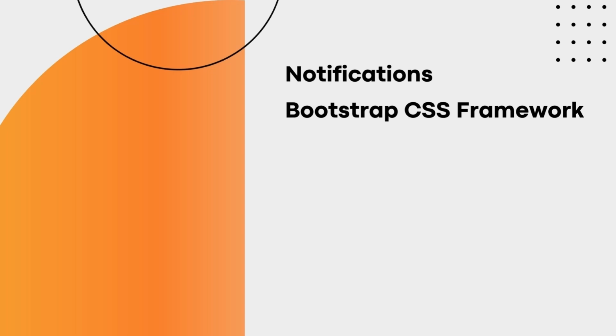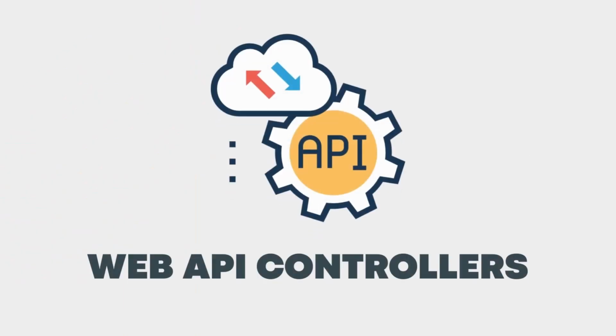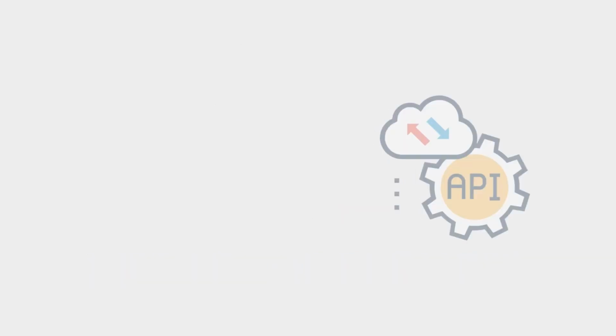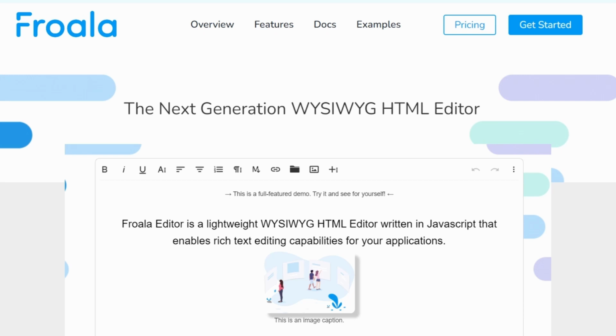We will be using the most popular CSS framework, that is Bootstrap, to speed up the web development process along with maintaining a consistent, clean and responsive look for our website. We will also be creating web API controllers in our Razor Pages application, and we will invoke these APIs using JavaScript. We will learn and implement asynchronous programming throughout our code. We will implement a third-party WYSIWYG, that is a rich text editor, to create content for our application.